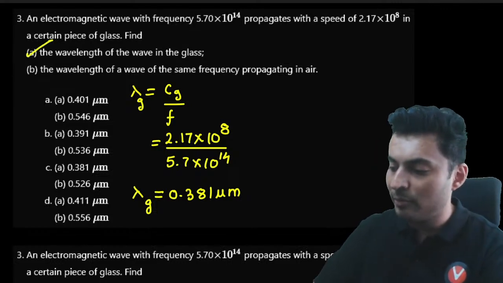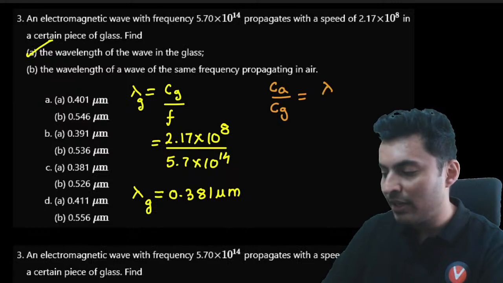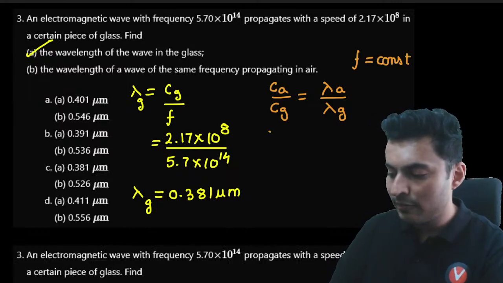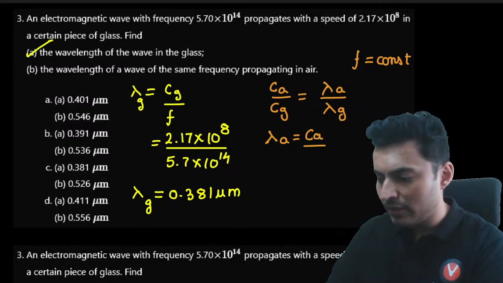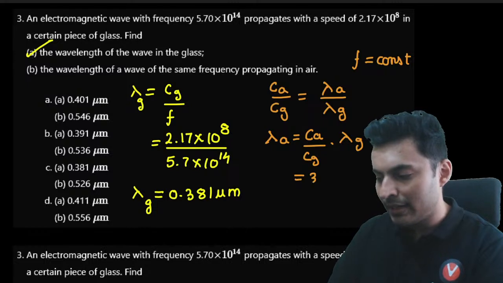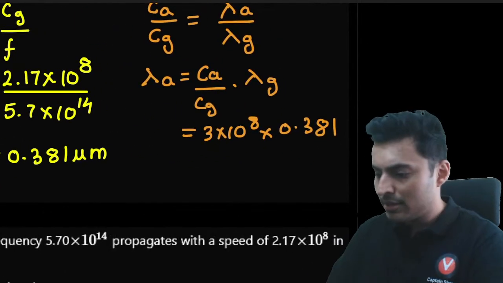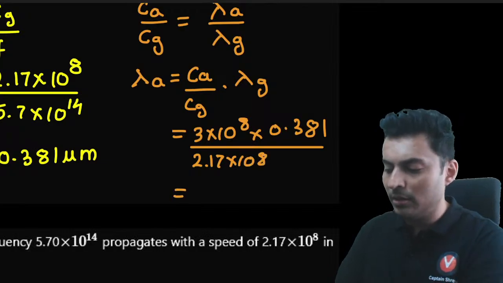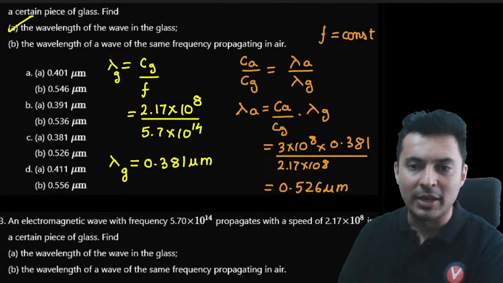Once you get the wavelength of the light in glass, the next part is the wavelength of the same wave propagating in air. Remember one thing: when the medium changes, frequency remains the same, wavelength changes. So speed of light in air upon speed of light in glass is wavelength of light in air upon wavelength of light in glass. So the wavelength of light in air will be speed of light in air upon speed of light in glass into wavelength of light in glass. Speed of light in air is 3 into 10 to the power 8. Wavelength of light in glass is 0.381, which we just got. And speed of light in glass, given, is 2.17 into 10 to the power 8. So you will get the answer as 0.526 micrometer. Got it?